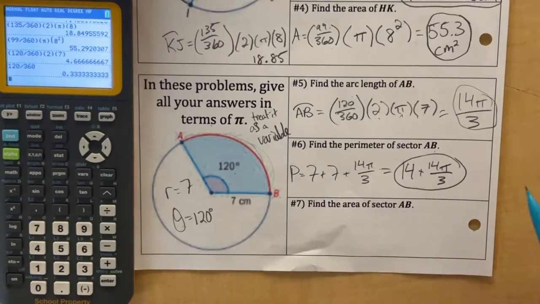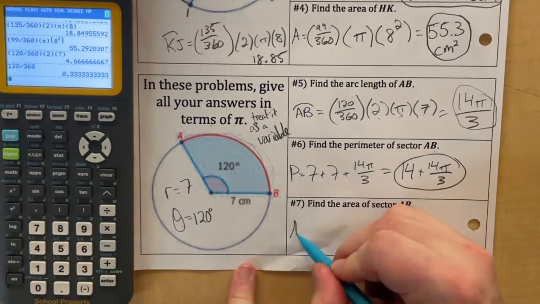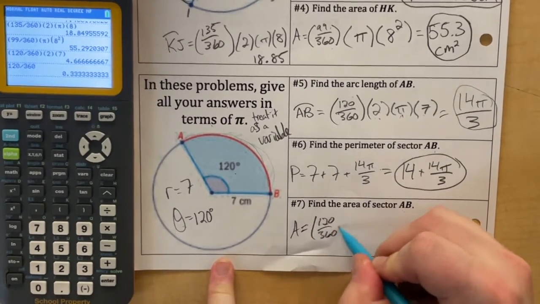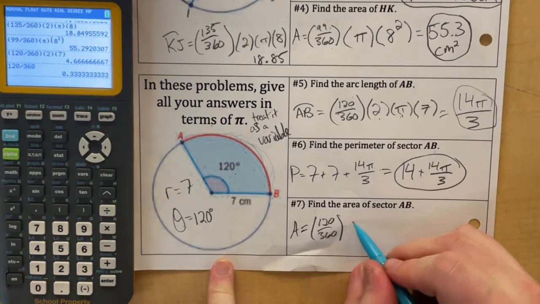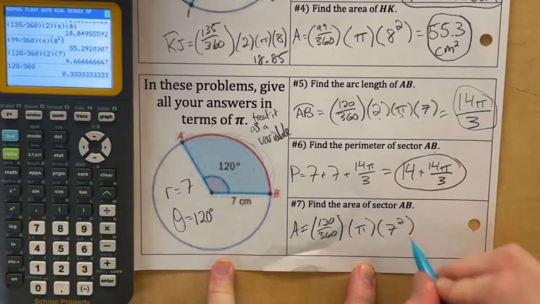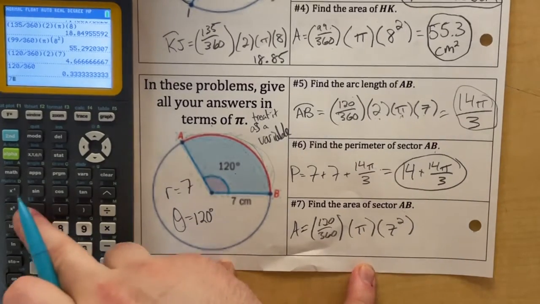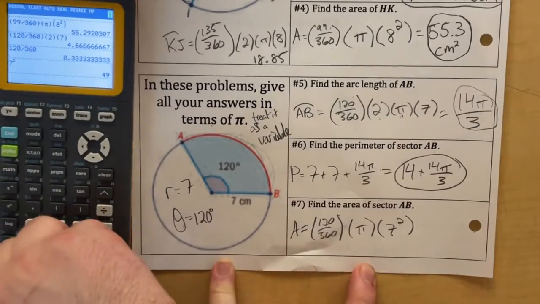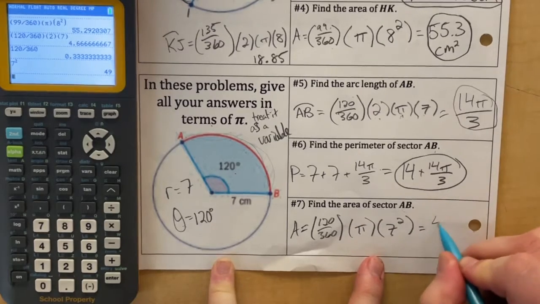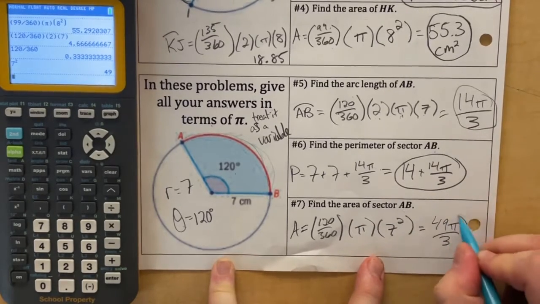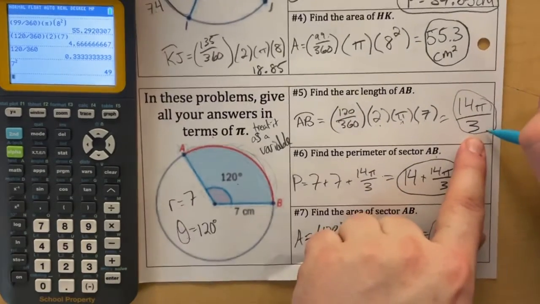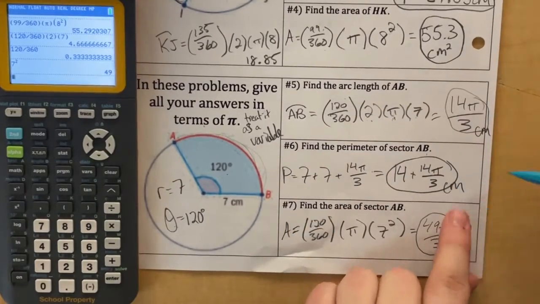And then lastly, the area of that sector. It's going to say area is equal to 120 over 360 times pi times the radius squared, which is 7 squared. So 7 times itself is 49. And we're going to say 49 over 3 times pi. So 49 over 3 times pi is going to be our area for that sector. Again, make sure you include your units so that way you know you're good for each of those.